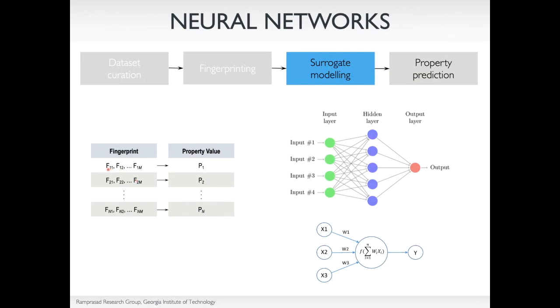You're trying to map this vector to that value. And you have a lot of examples. You know the answers. So you train a neural network. This is your neural network. See, these are the inputs. Input 1 through 4, 1 through n, for example.